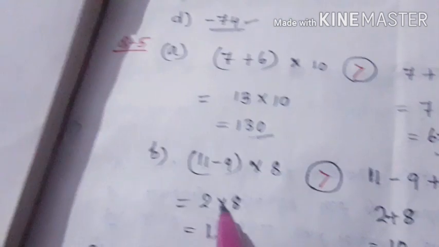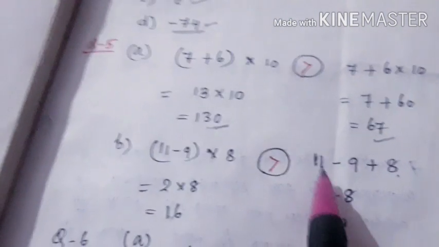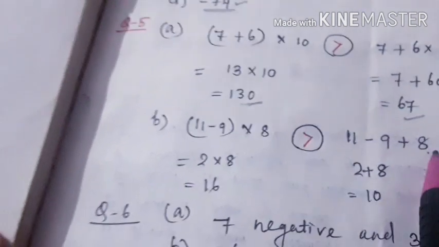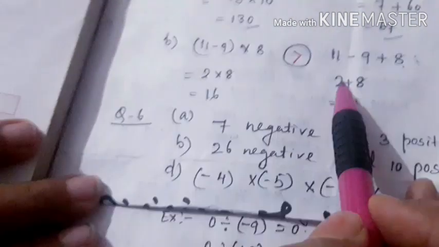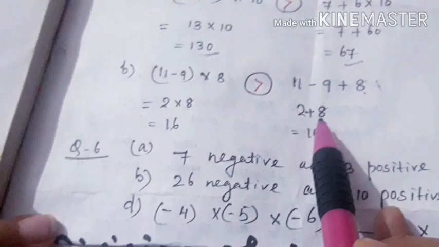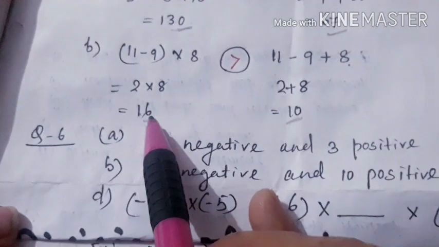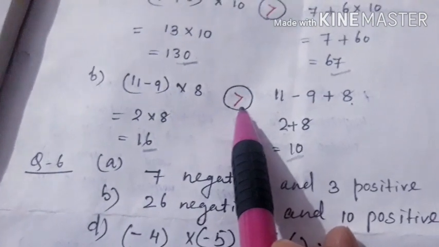In B, 11 minus 9 into 8. 11 minus 9 is equal to 2, into 8 is equal to 16. Here, 11 minus 9 plus 8. 11 minus 9 is equal to 2, plus 8 is equal to 10. Then 16 is greater, so you put the greater than sign here.